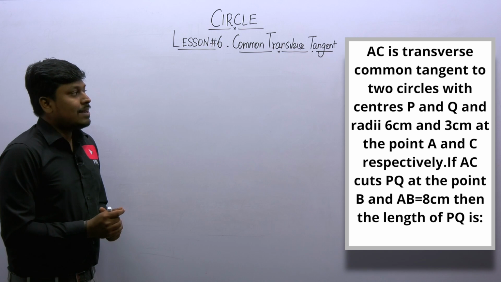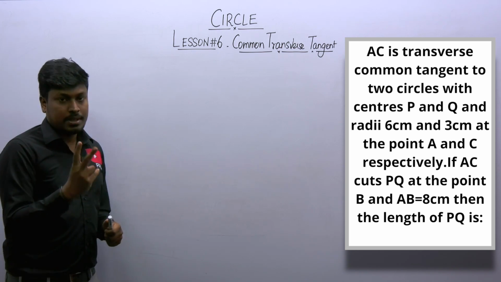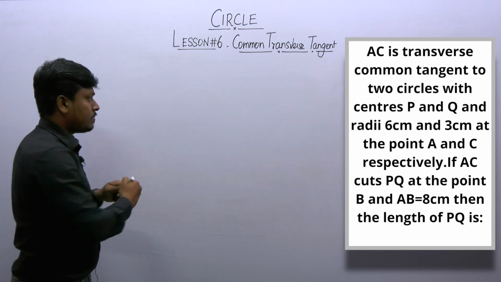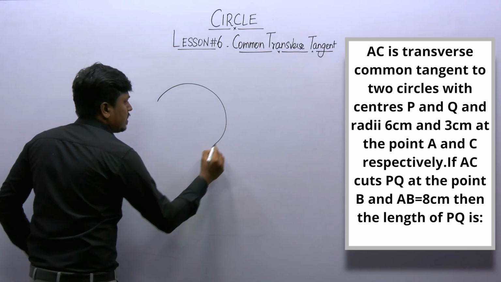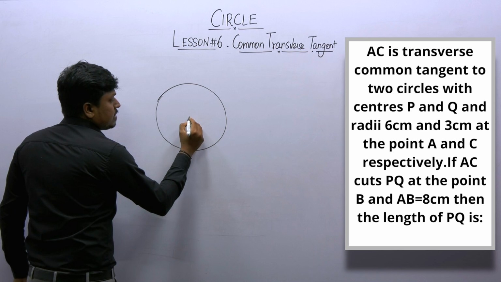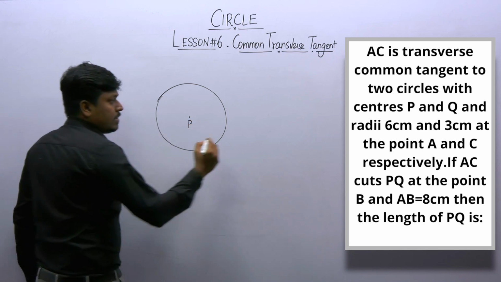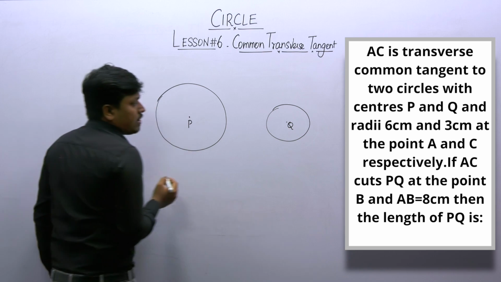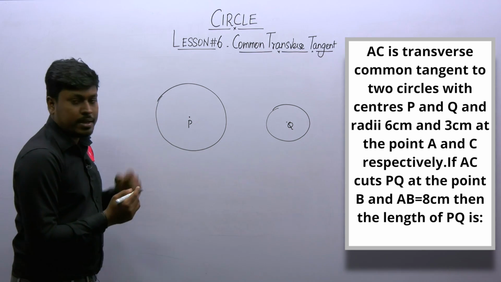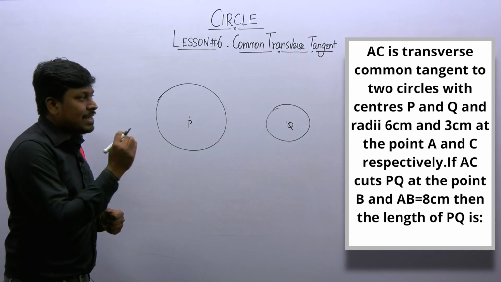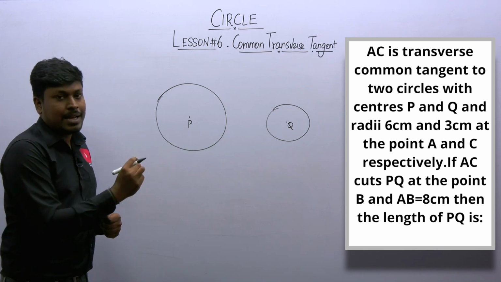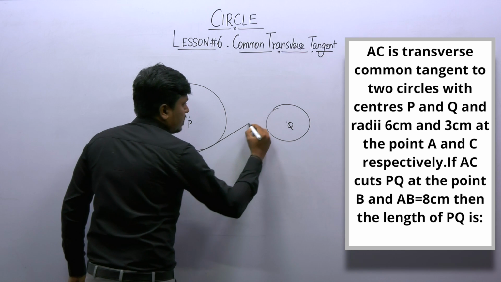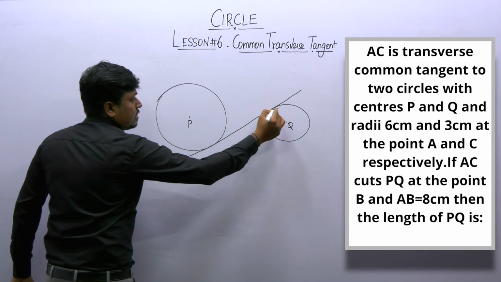AC is the common transverse tangent to two circles. So there are two circles with center points P and Q. I can draw circle 1 here, assuming this as center point P, and another circle here with center point Q. And AC is the transverse common tangent to both the circles. So let me draw the diagram. This will be the common transverse tangent.